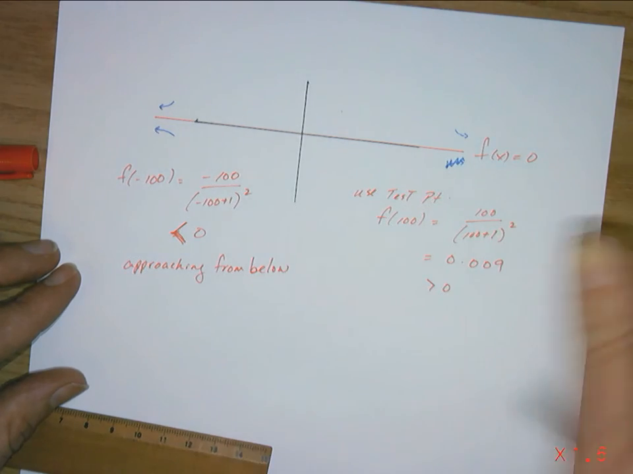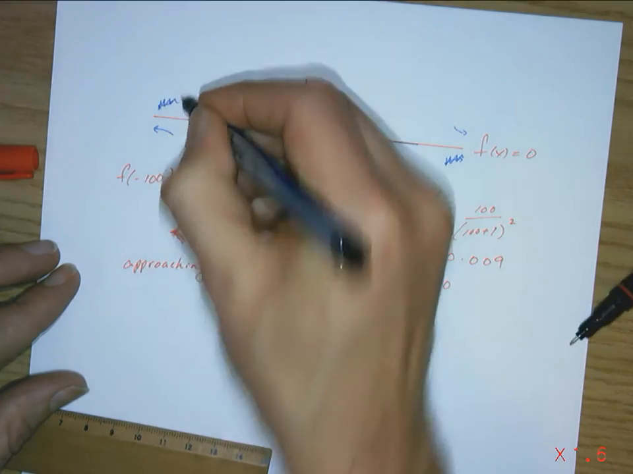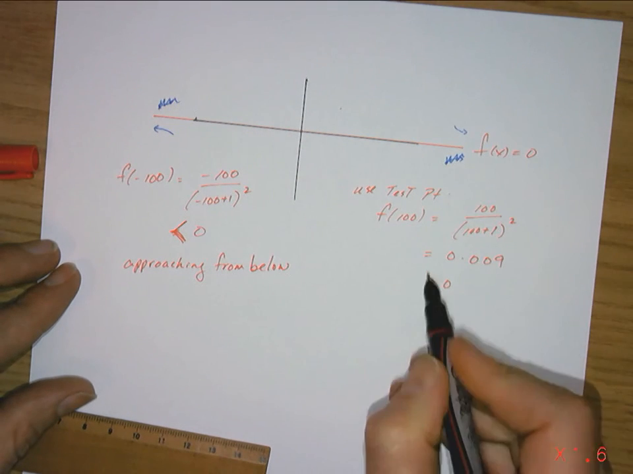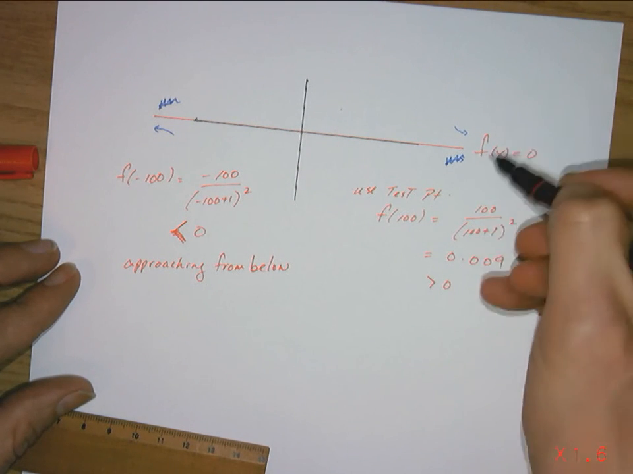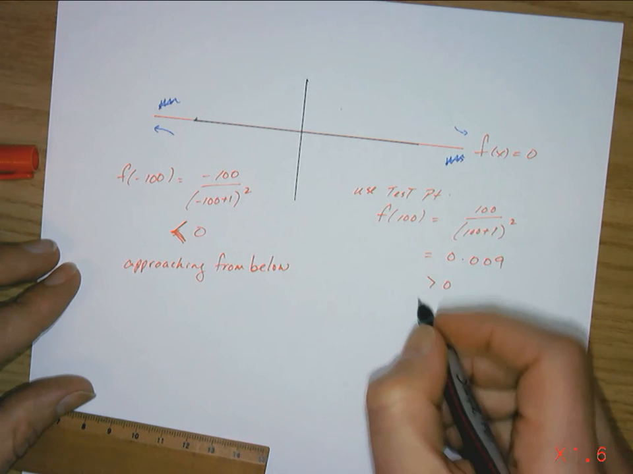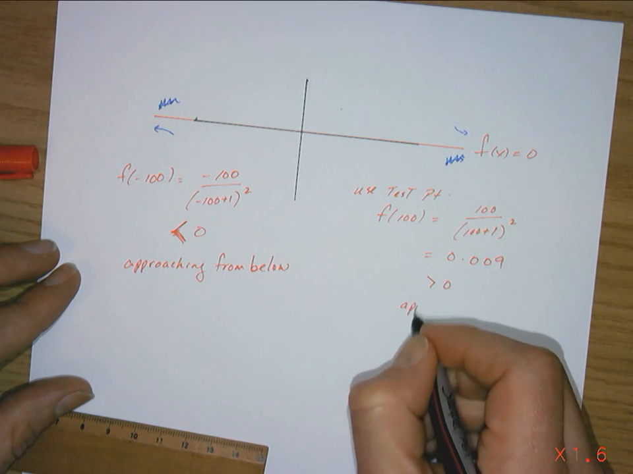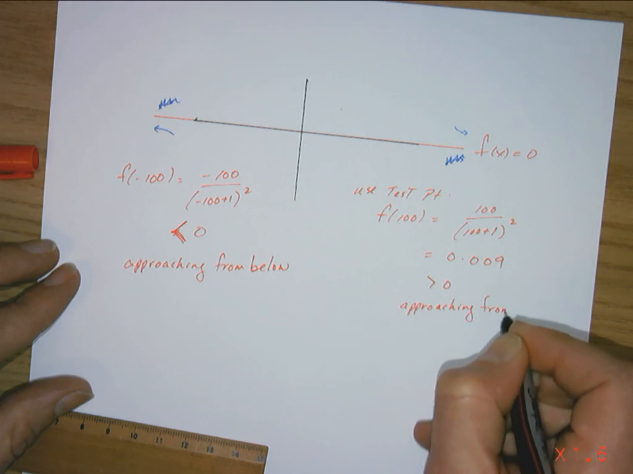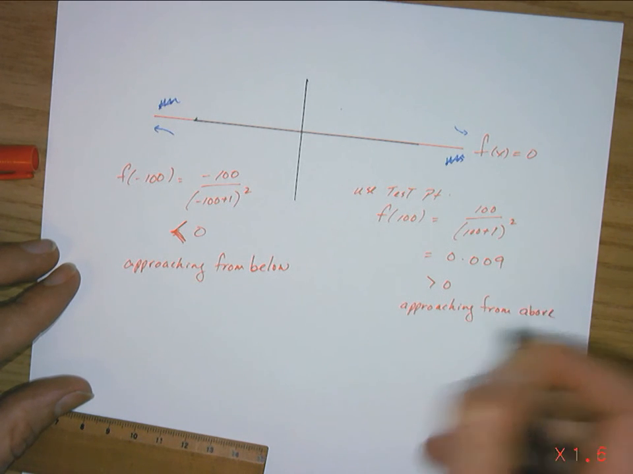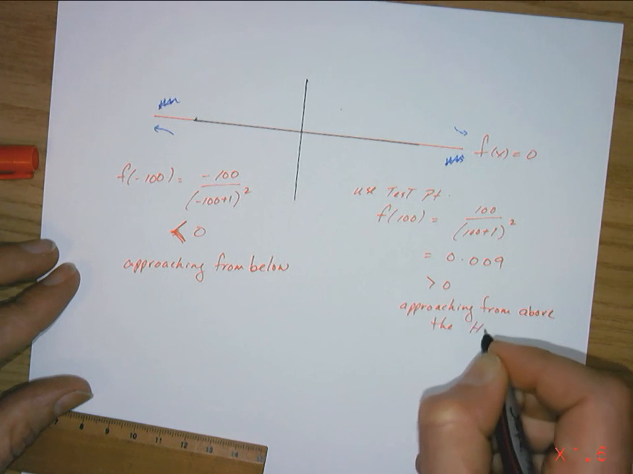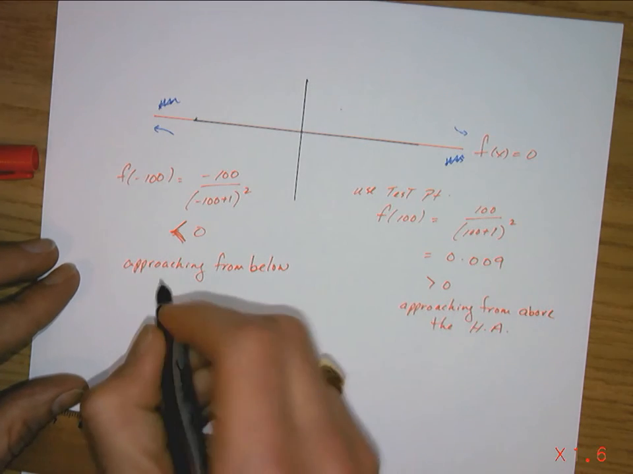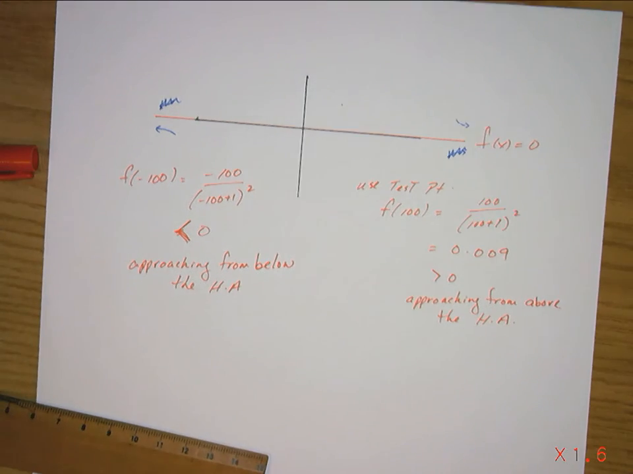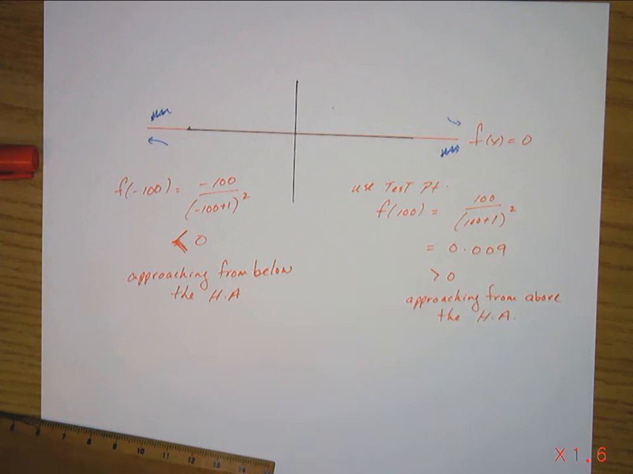Which means that up here, that one's gone, and we're definitely approaching from below over here. Because this is greater than 0, you know that it's approaching from above the horizontal asymptote. Okay? And below the horizontal asymptote over there. All right, so we're going to stop there, and then I'll come back and we'll take a look at the derivatives.